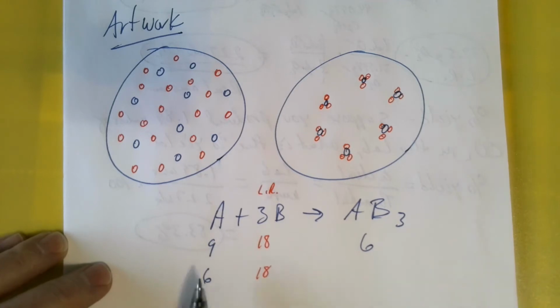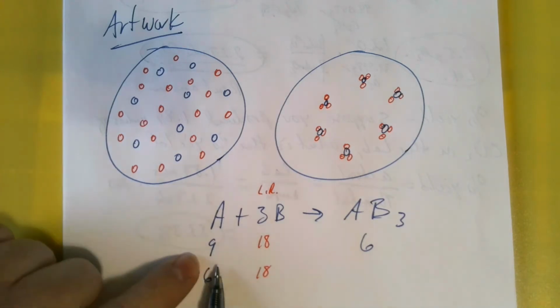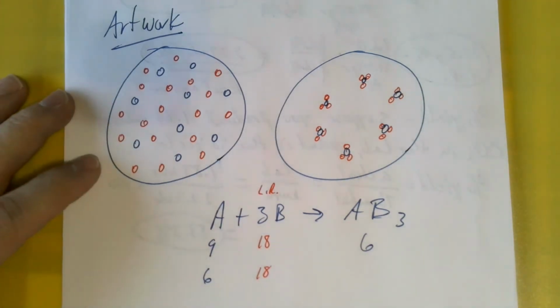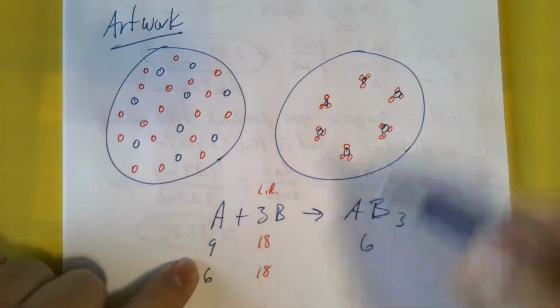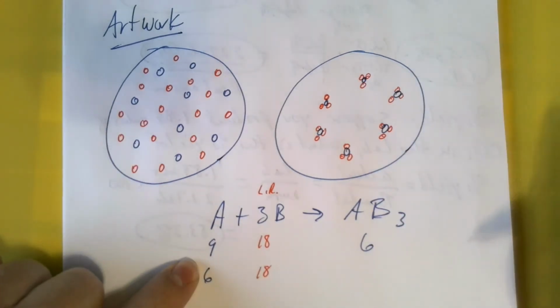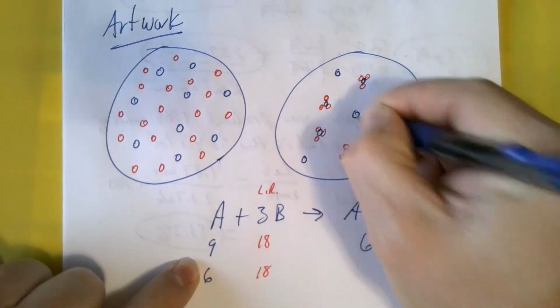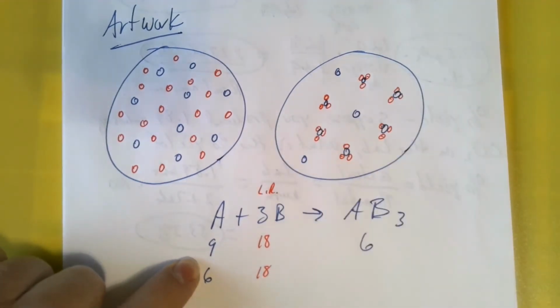What did we call the stuff that's left over? It's in excess. Somebody remembered that, right? So how many lone A's are going to be left over? 3. I'm going to have 3 A's left over like this, and that's what my final product would look like.